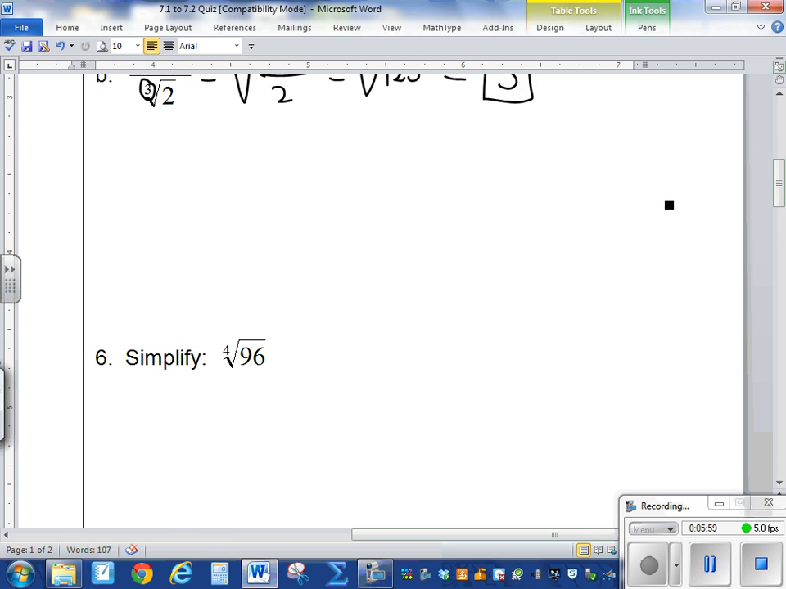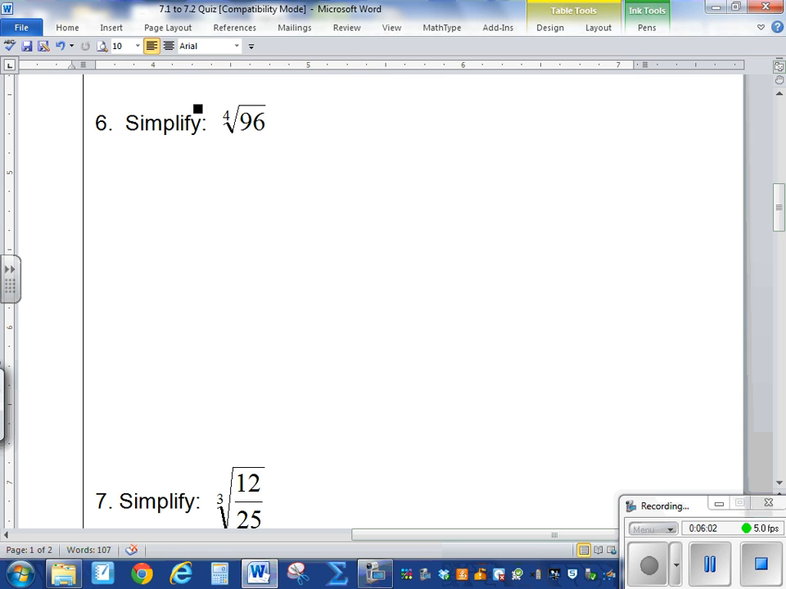Okay, so that's B. Let's do number 6. Okay, fourth root of 96. So this one, a little bit of work here. It's kind of a bigger number than we're used to working with in class. So you can do a factor tree here.